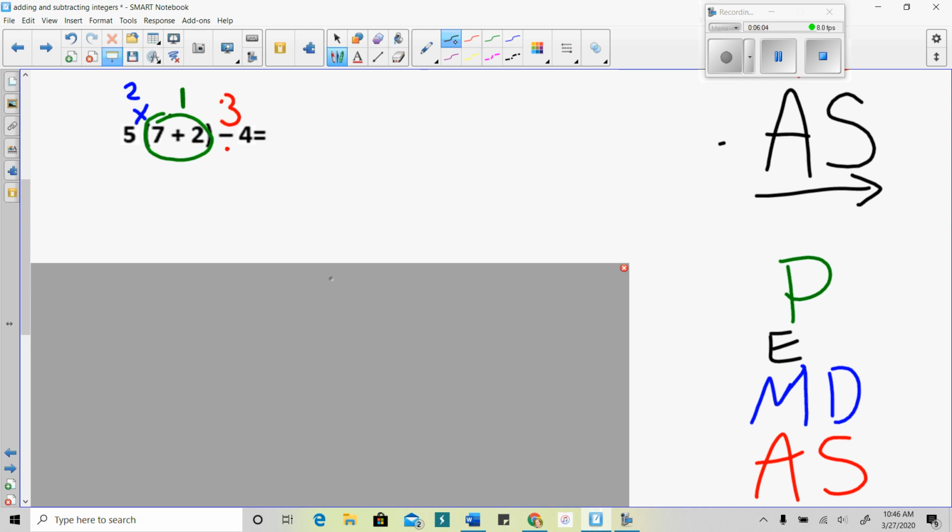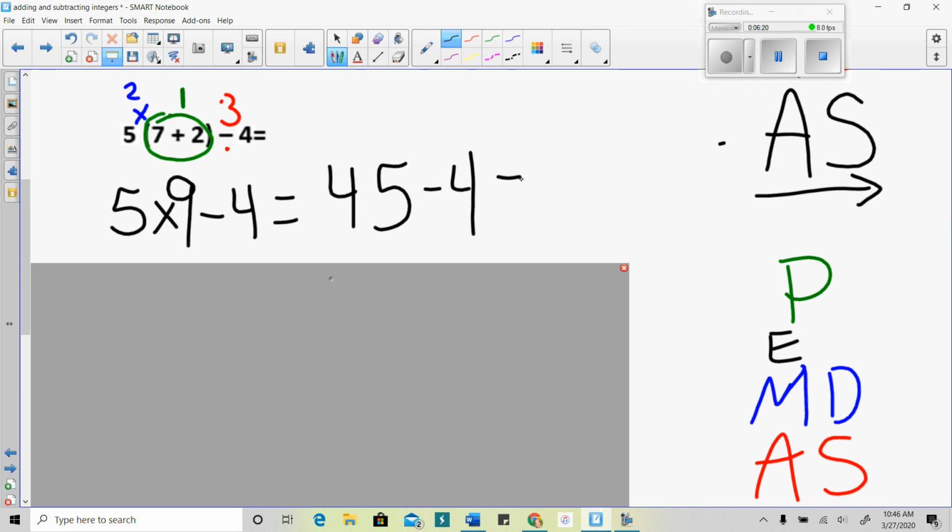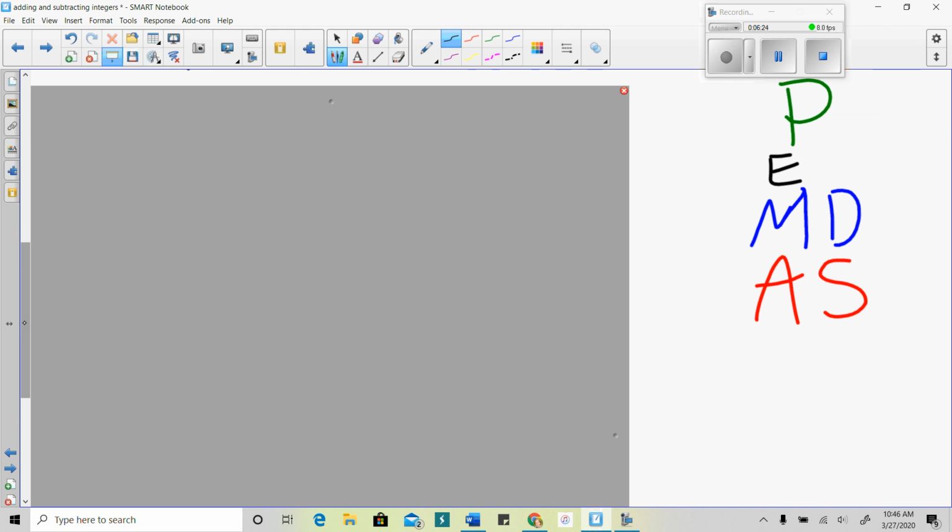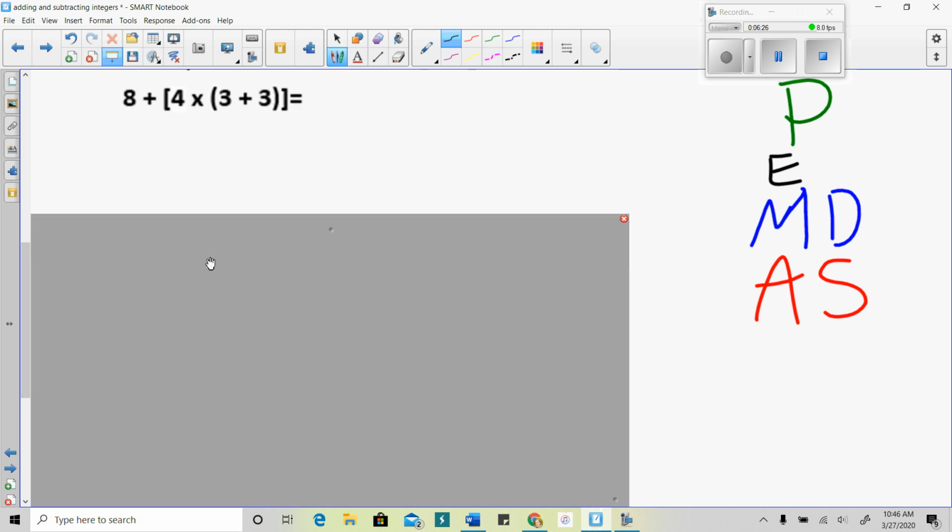Okay, so step 1, 7 plus 2 is 9. Now the 5 is multiplying by that 9, and then we're going to take away the 4. So 5 times 9, that gives me 45, and then 45 minus 4 gives me 41. Okay, moving to the next one.